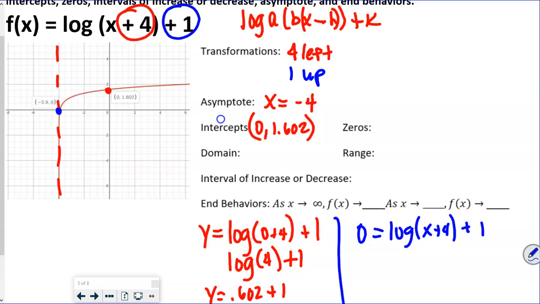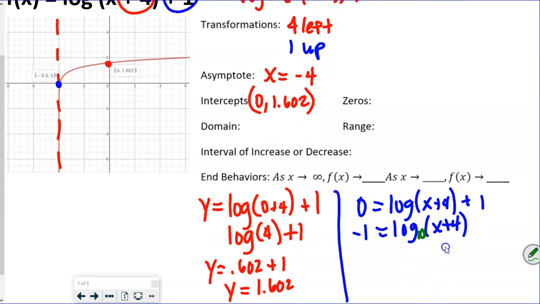So the first thing I'm going to do is move that 1 to the other side. So this is going to be minus 1 equals log of x plus 4. Now, what I need to remind you guys is that when there is no base, the base is 10. So now we're going to put a 10 here because there was no base, and then we're going to put it back in exponential form. So this is going to be 10 to the negative 1 equals x plus 4.